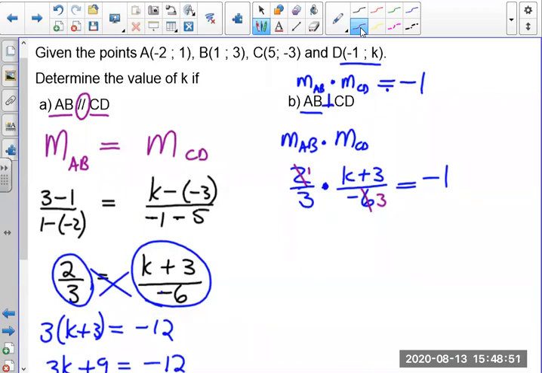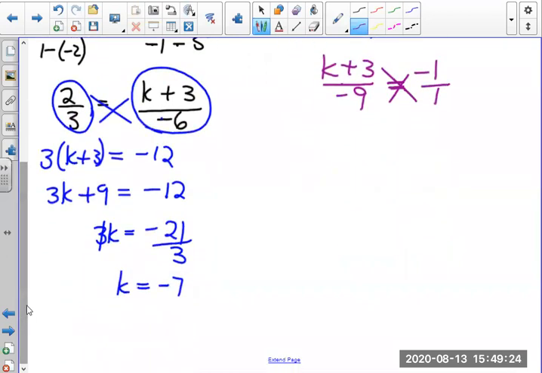So 1 times k plus 3. How do you multiply with fractions? Numerator times numerator over denominator times denominator. So 1 times k plus 3 is k plus 3. 3 times minus 3 is minus 9. That's equal to, make that -1 a fraction again, because if you have a fraction equals a fraction, you can cross multiply. If I cross multiply, I get k plus 3 is equal to -9 times -1, which is +9. So then k is equal to 9 minus 3, which is 6.